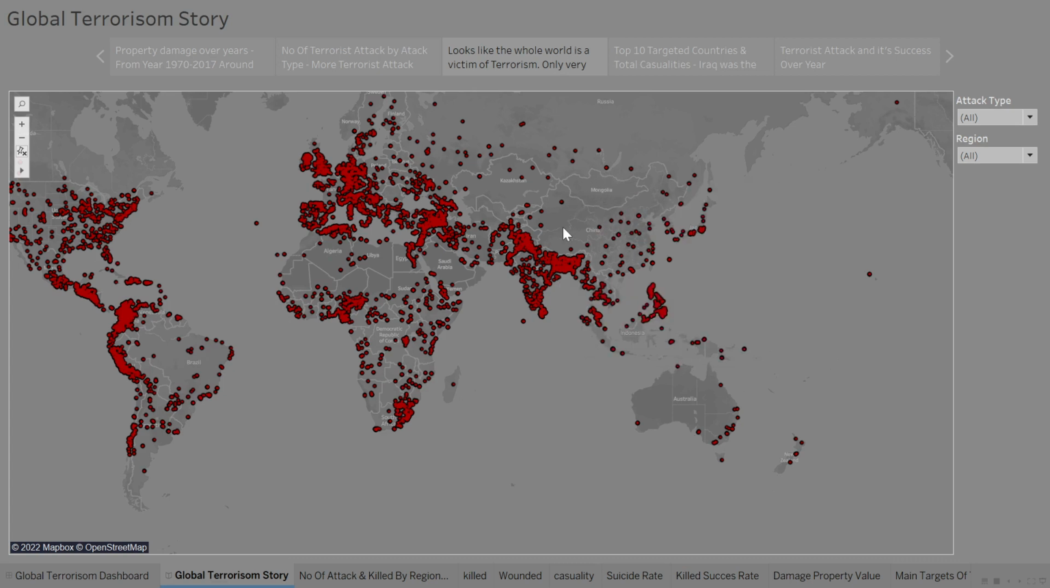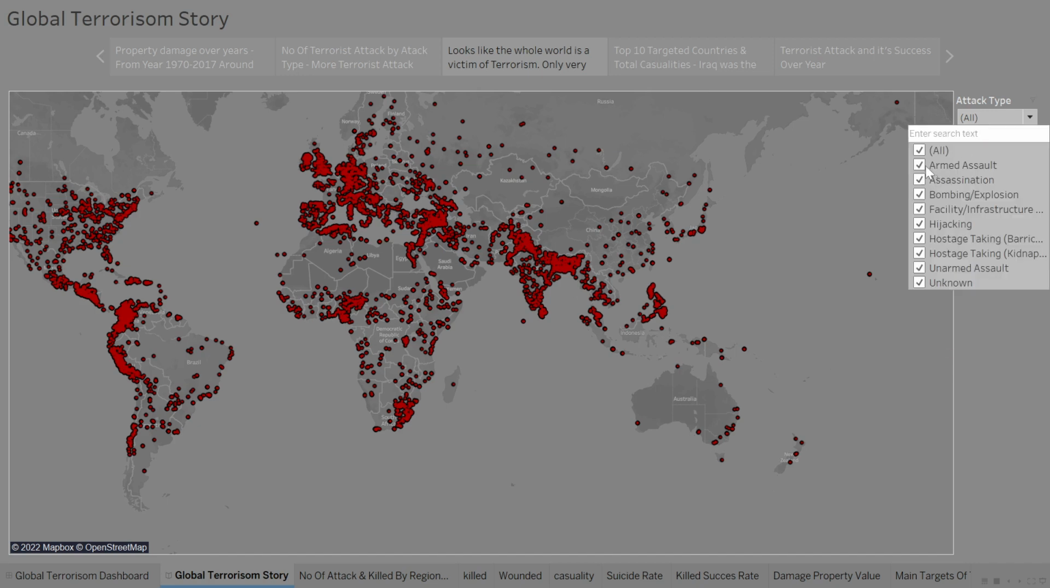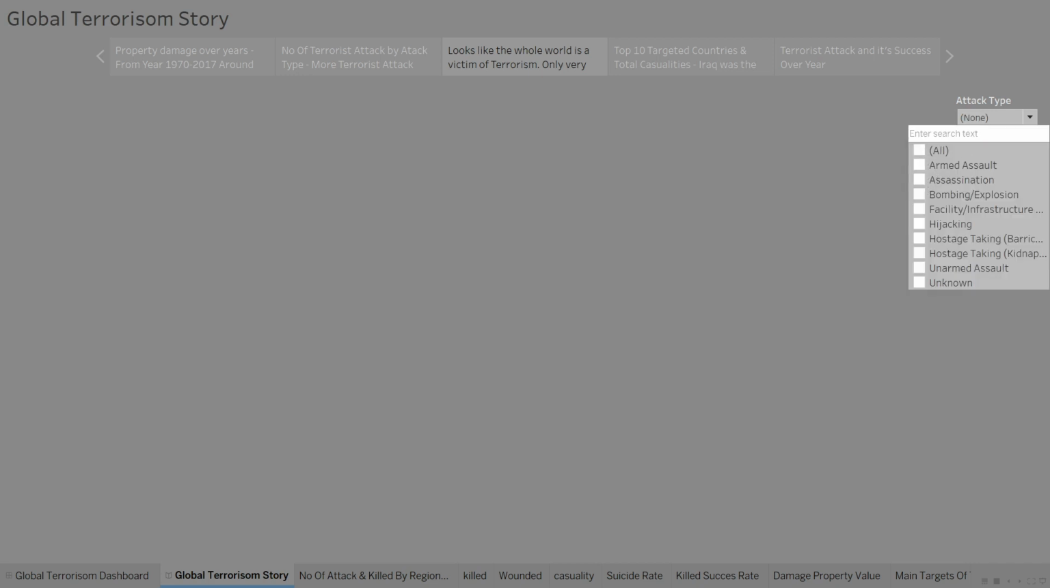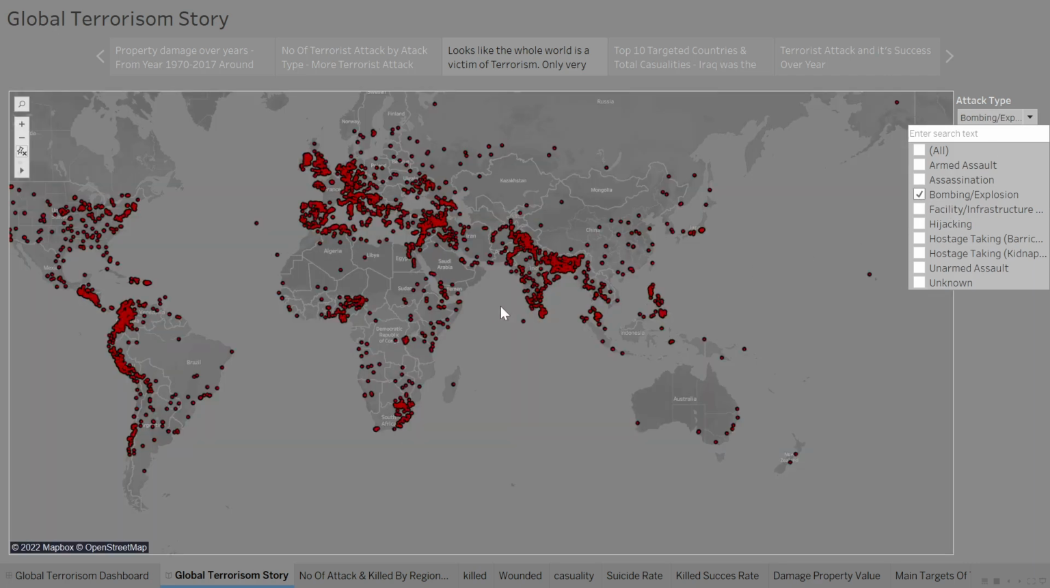Compared to China and India, the number of attacks has been more in India than China. This map can also be changed with parameters in this filter, by attack type or region-wise. If we select only bombing, you can see a huge number of bombing and explosion attacks in India, also in Iraq, and also in North and South Africa.